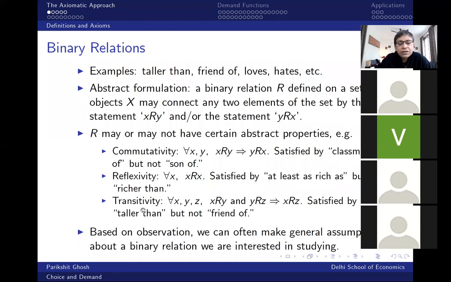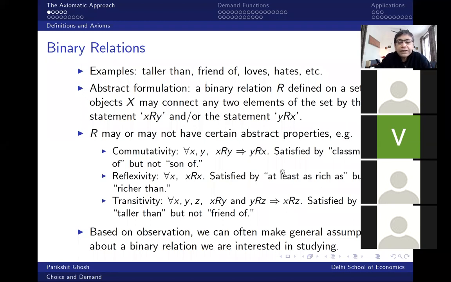Again, examples: "taller than" is transitive. If A is taller than B, and B is taller than C, it has to be that A is taller than C. But "friend of" is not transitive. A friend of a friend is not necessarily my friend. So depending on what binary relation we are talking about, we can come up with a list of properties.